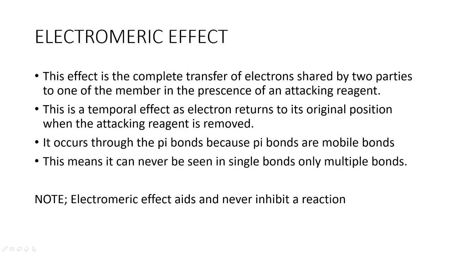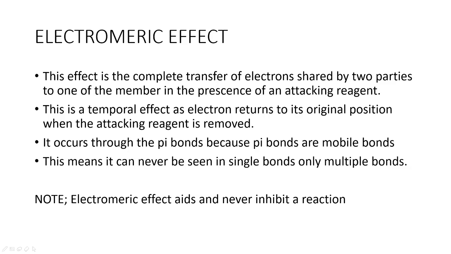So now note something: electromeric effect aids and never inhibits a reaction. Now we can take this back to our physical chemistry and decode this. For a reaction to occur, the ions need to be formed. That means there are different energies needed. We all know for a reaction to occur, the energy supplied must be greater than the ionization energy. Ionization energy is the energy required to break a bond and form ions. For this to occur, there are also different energies needed, like lattice energy and so on.